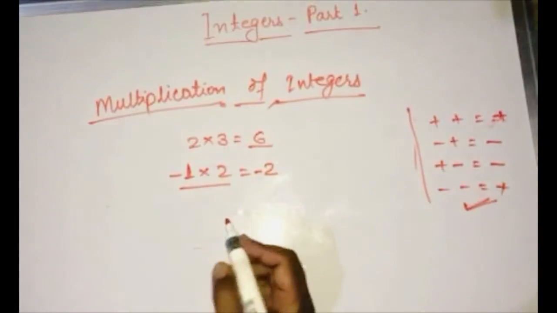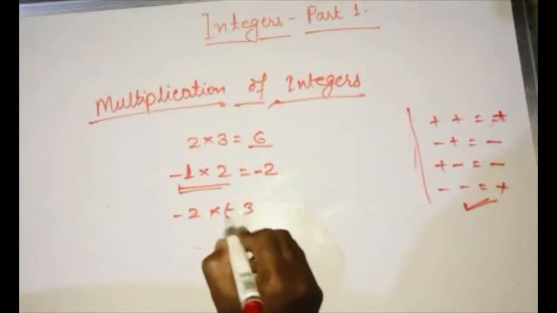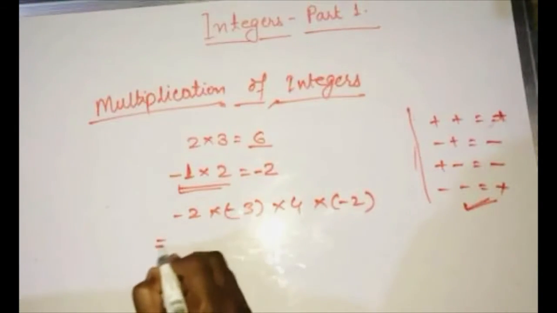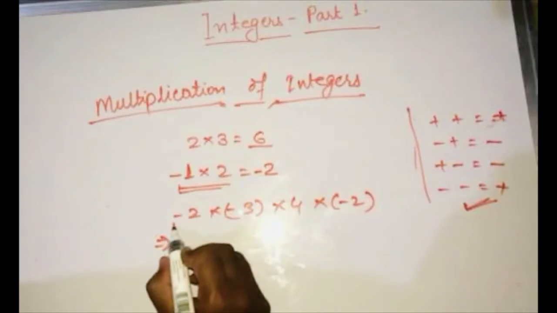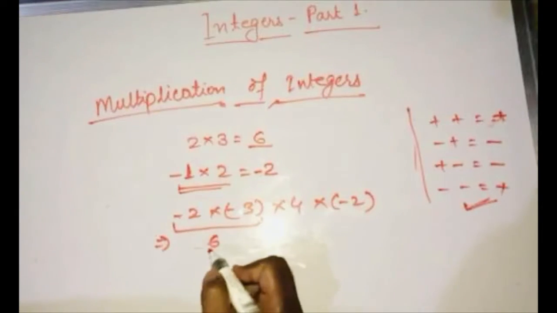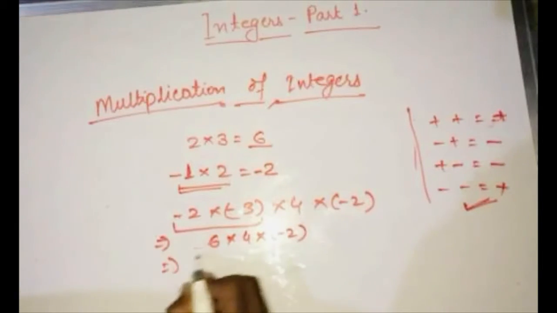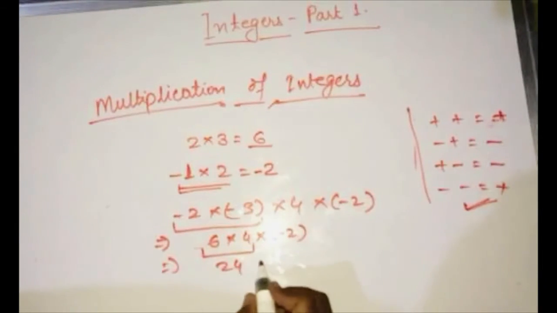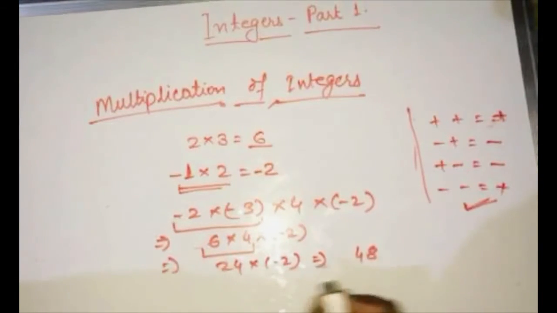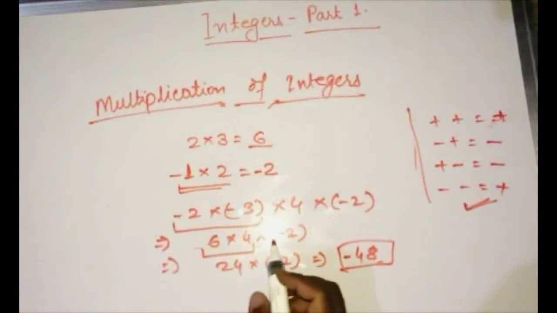This can be applied to any number of integers. Suppose I take the example minus 2 into minus 3 into 4 into minus 2. How will you do it? You simply do it one by one. 2 into 3 is 6, and minus times minus is plus. Again into 4 into minus 2. 6 times 4 is 24, with no negative sign, into minus 2, equal to minus 48, plus times minus is minus. So this is how you identify the sign and do the multiplication for any numbers.